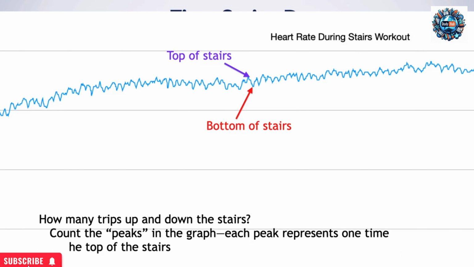As I go up the stairs, my heart rate increases. When I'm coming back down, there's a little bit of rest and my heart rate goes back down a little. This pattern means that each peak corresponds to one trip up the stairs. If I wanted to know how many times I went up the stairs, I could just count the peaks to have a very good estimate.